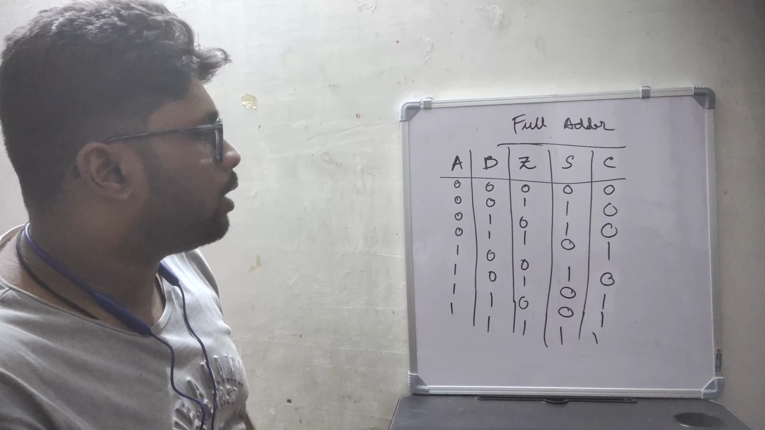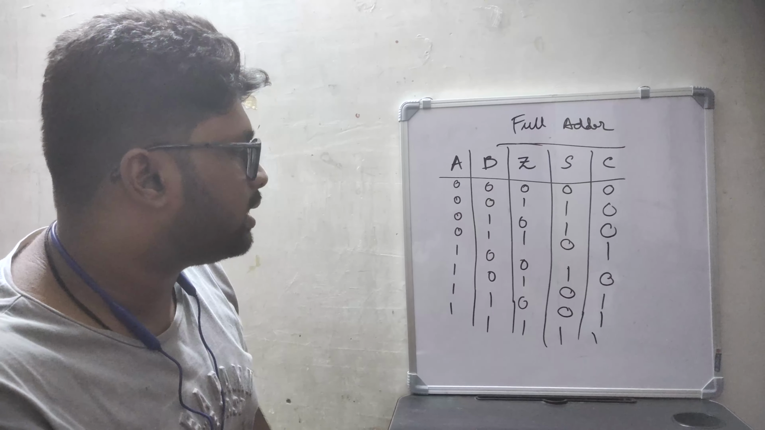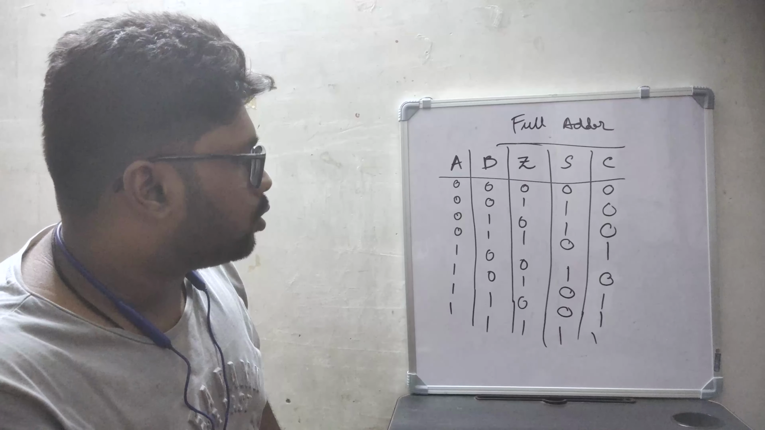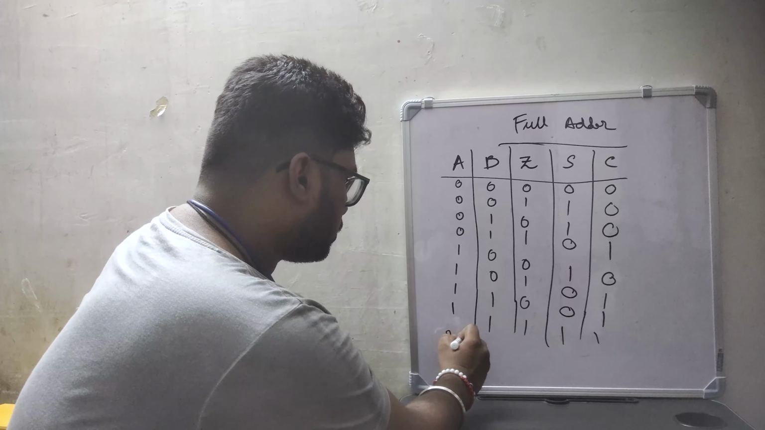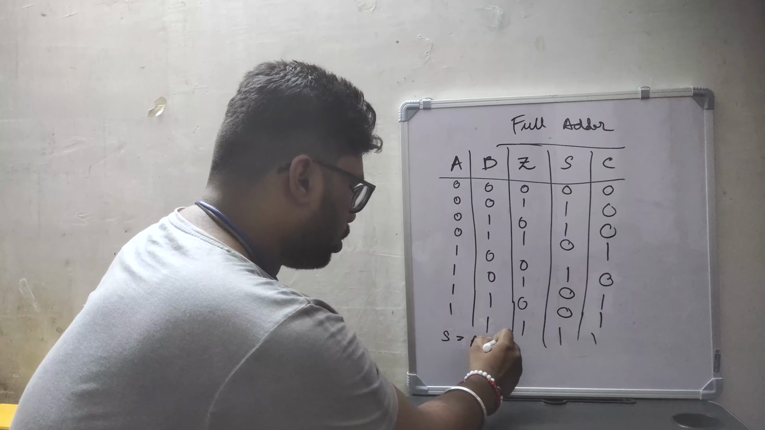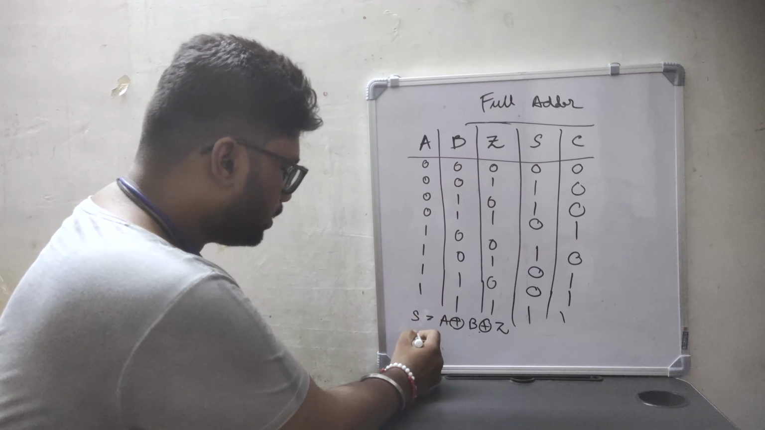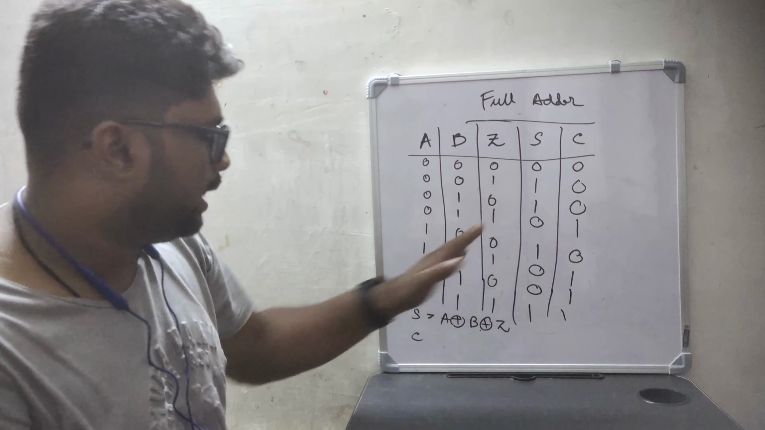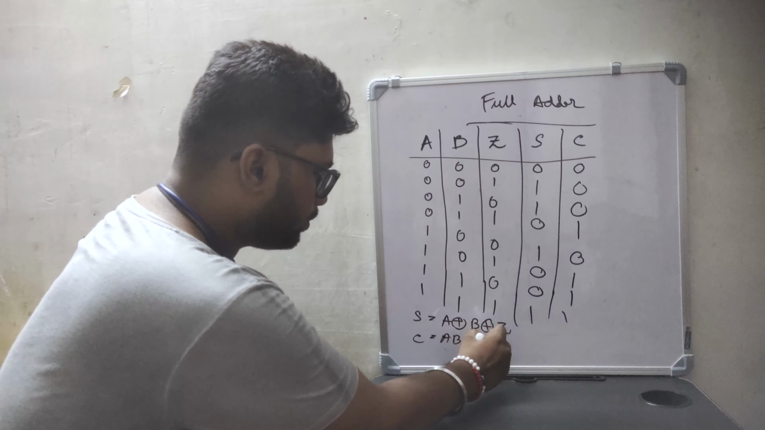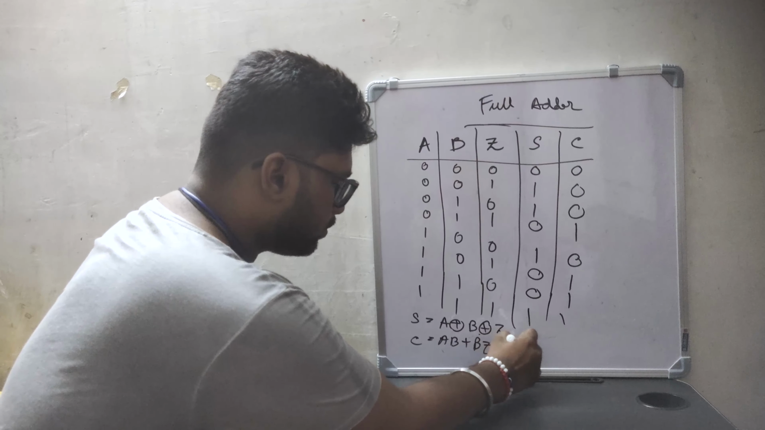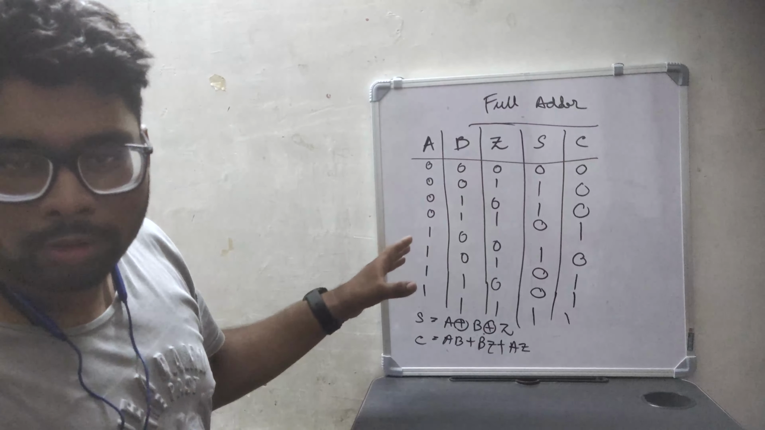So once again, if you look at the truth table and if you ignore the C part, you would see that the S or the sum part is basically A XOR B XOR Z. So just like that, we are going to write the expression for sum, which is S equals A XOR B XOR Z. And the expression for C, if you ignore the S part, you are going to see that it's basically AB plus BZ plus AZ. We can also get this by K mapping S and C, but we are not going to discuss it here.